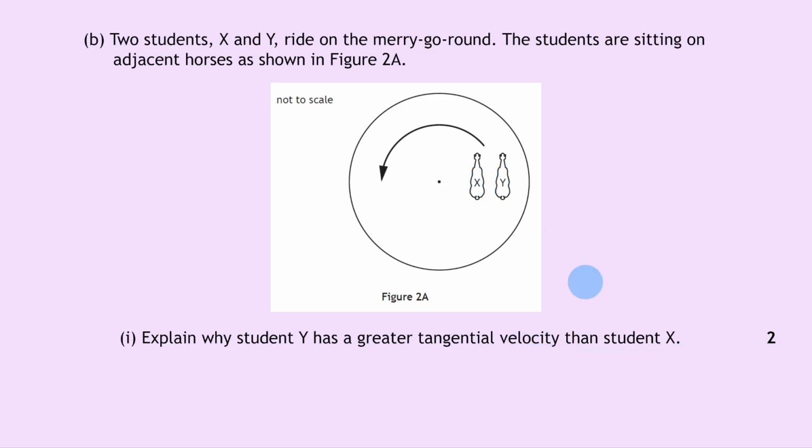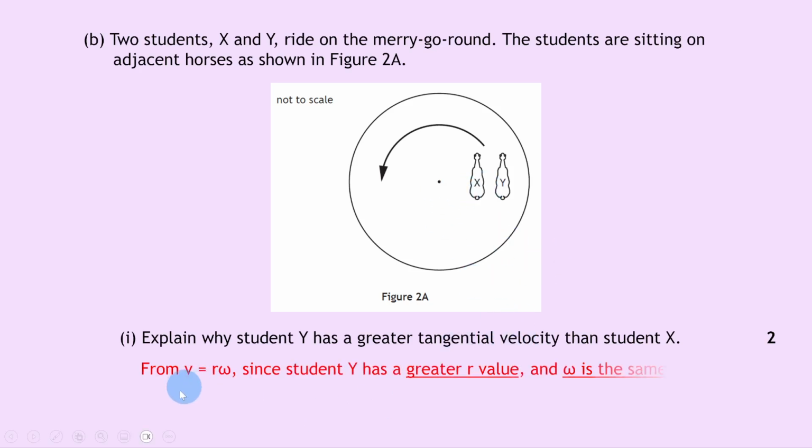Well, we can think about the equation relating tangential or linear velocity with angular velocity and radius or distance from the axis of rotation. So we can say that from v equals r omega, since student Y has a greater r value, i.e. they're a further distance from the axis of rotation than student X, and omega is the same for both students, i.e. the angular velocity stays the same because that's the same for all parts on the rotating merry-go-round, then we can say that the tangential velocity v must be greater for student Y, and that's because they have a greater r than X, but omega stays the same. And we can see from this equation that v and r are directly proportional.